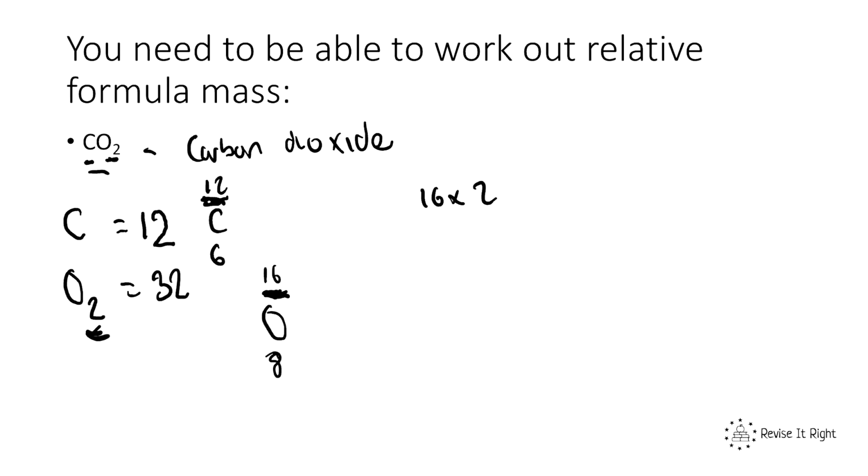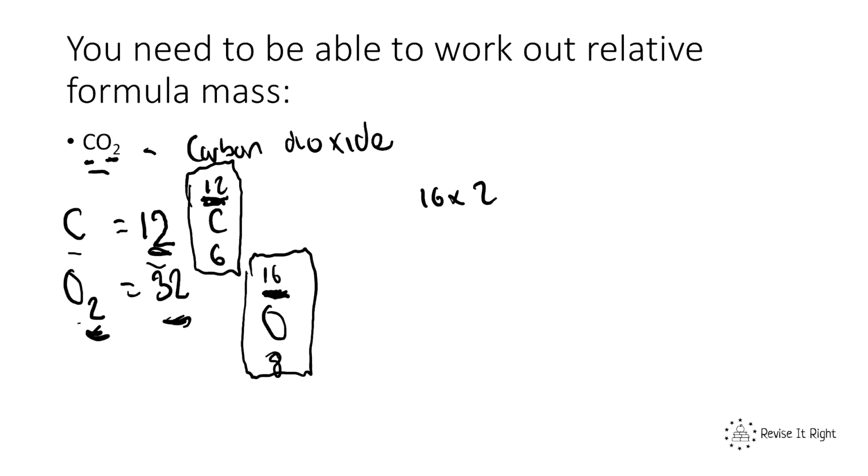Okay, so step 1, we highlighted the elements and how many. Step 2, we found those elements on the periodic table. Step 3, we found the mass from the number on the periodic table and wrote those down. And the final step, step 4, is we add these numbers together. So we've got 32, which is the mass of O2, plus 12, which is the mass of carbon, which gives us 44. That is the relative formula mass of carbon dioxide, 44.